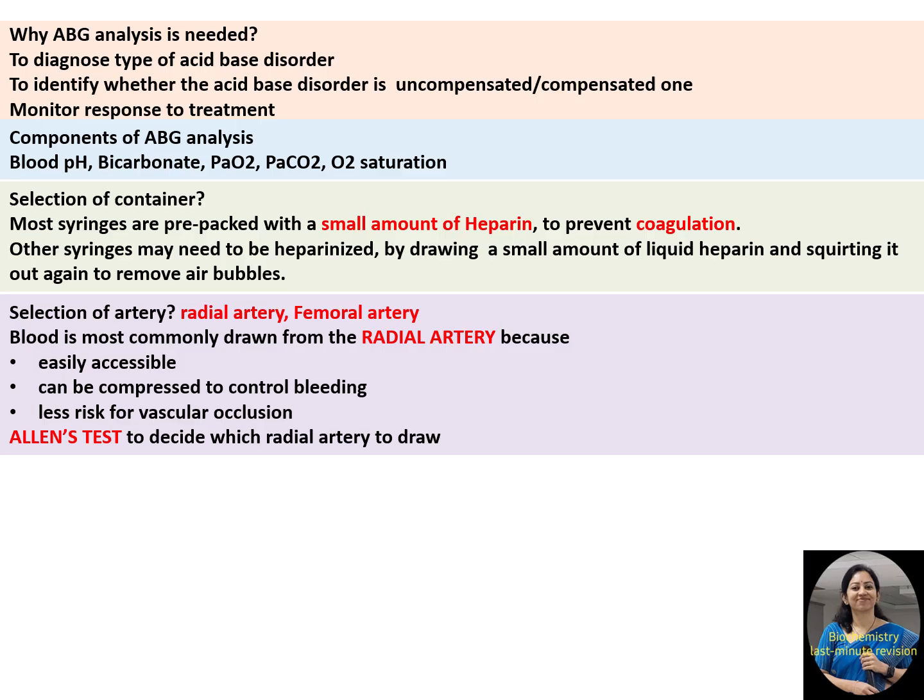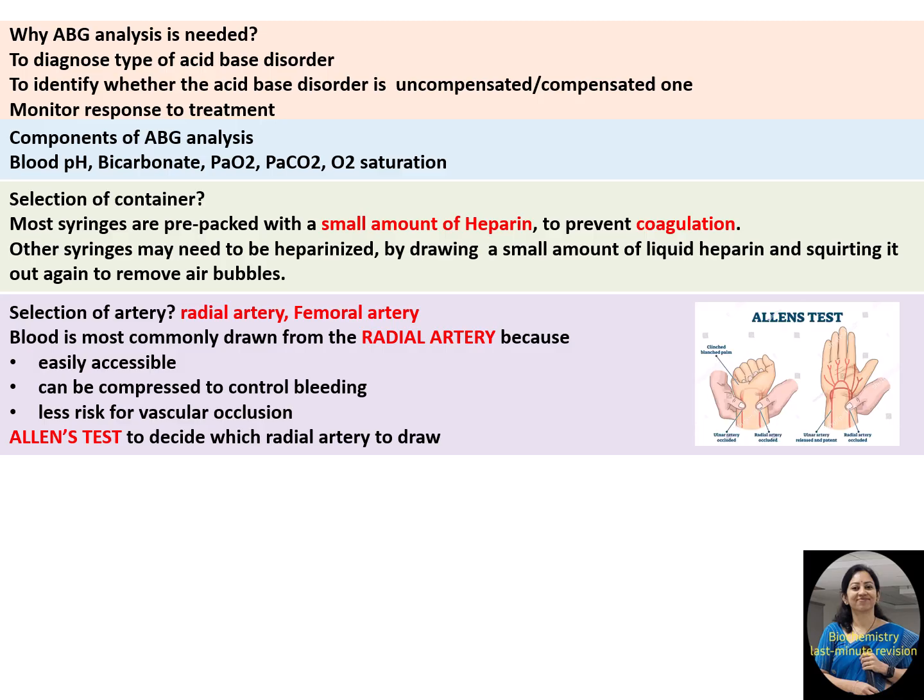Now coming to selection of artery, the most commonly used is the radial artery. If this is not visible, the femoral artery can be used. The radial artery is preferred because it is easily accessible, can be compressed to control bleeding, and has less risk of vascular occlusion. But we need to perform Allen's test to decide which radial artery to draw the blood from.